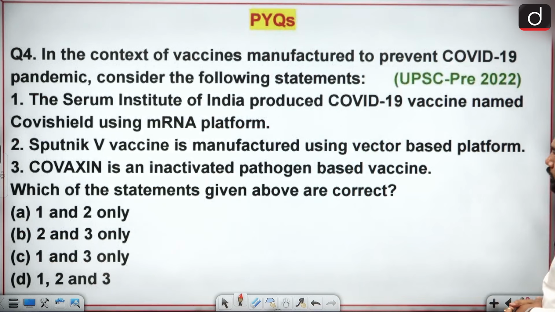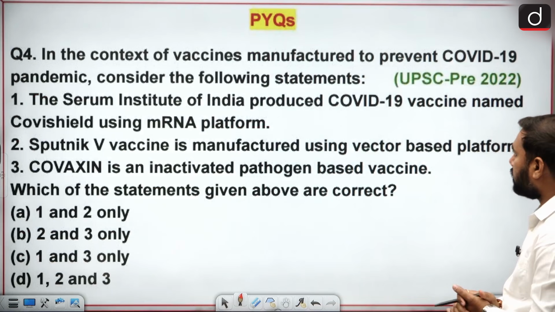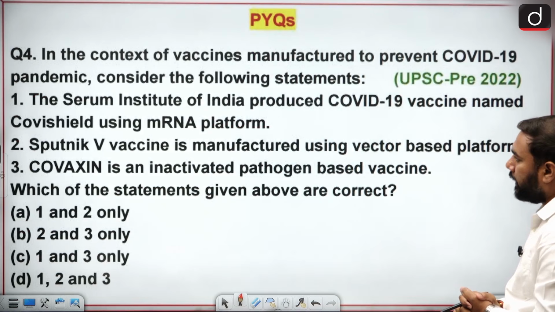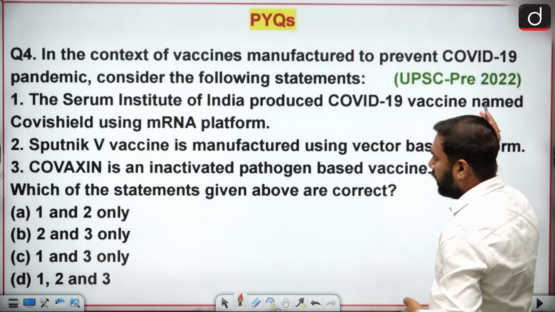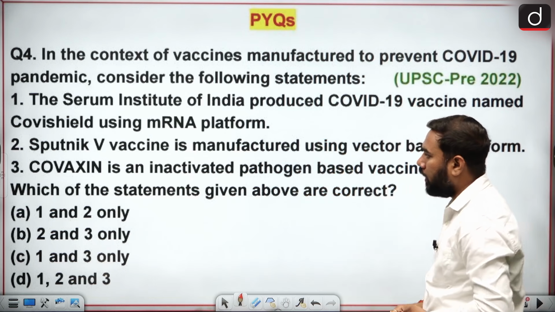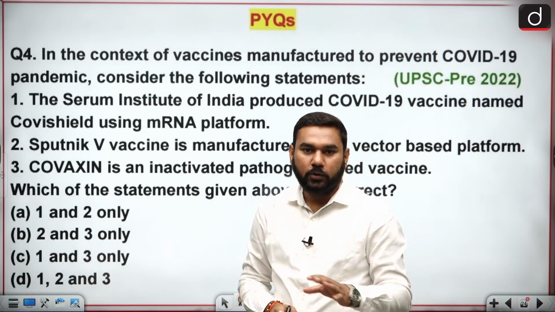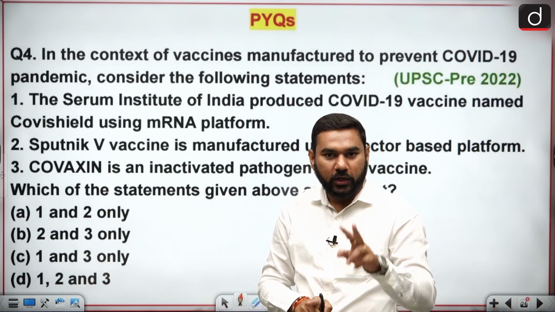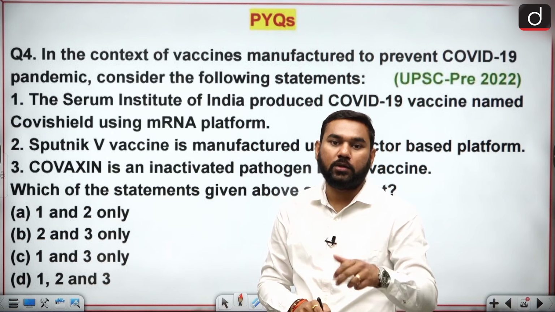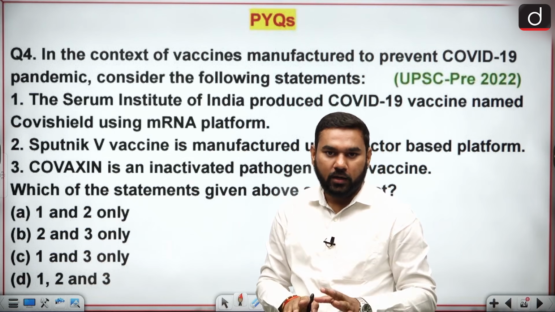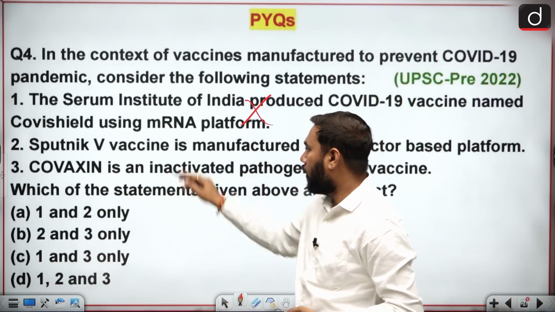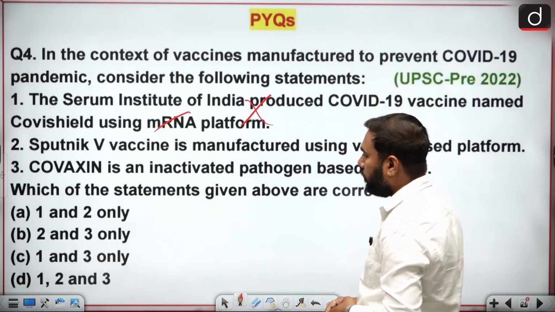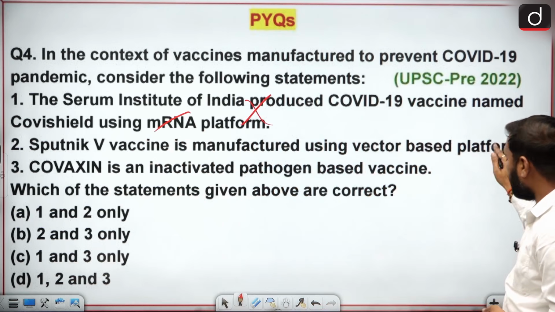This is again a PYQ. In the context of vaccines manufactured to prevent the COVID-19 pandemic, consider the following statements. The Serum Institute of India produced the COVID-19 vaccine named Covishield using the mRNA platform. So you all know that Moderna and Pfizer are the only COVID vaccines made on the basis of mRNA. Our Indian ones use inactivated virus. So this one is a wrong statement. No mRNA is used. Sputnik V vaccine is manufactured using the vector-based platform.